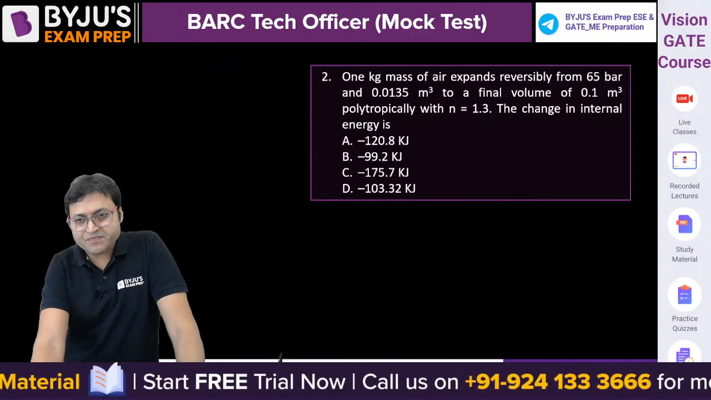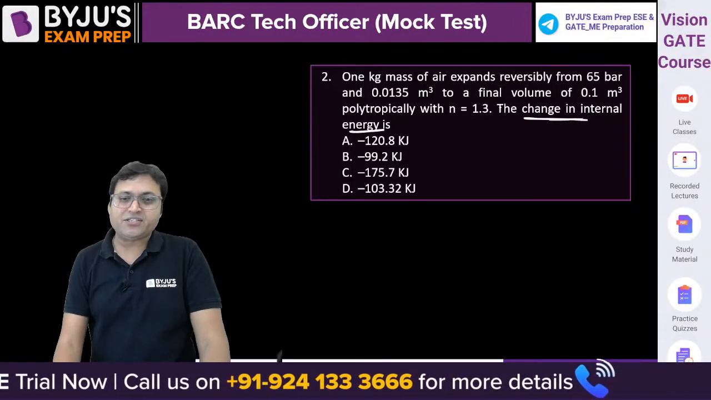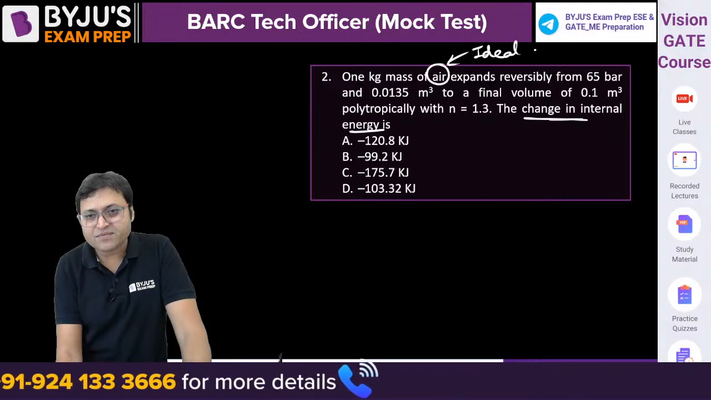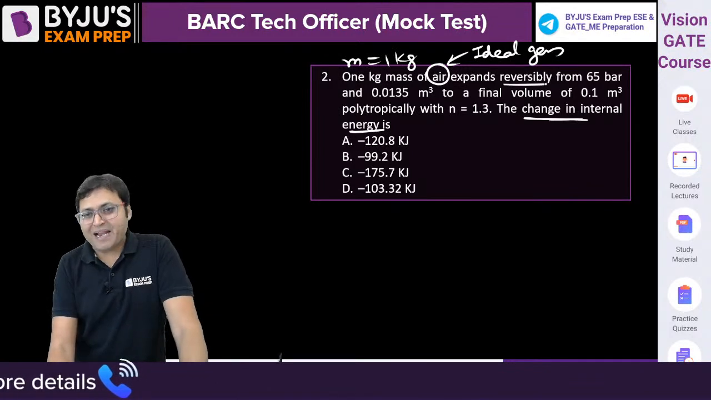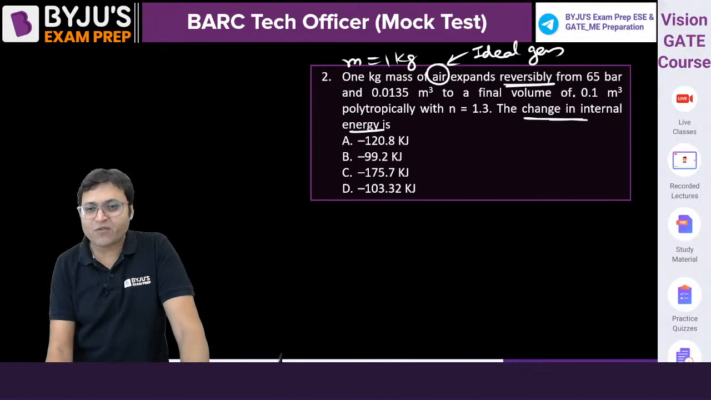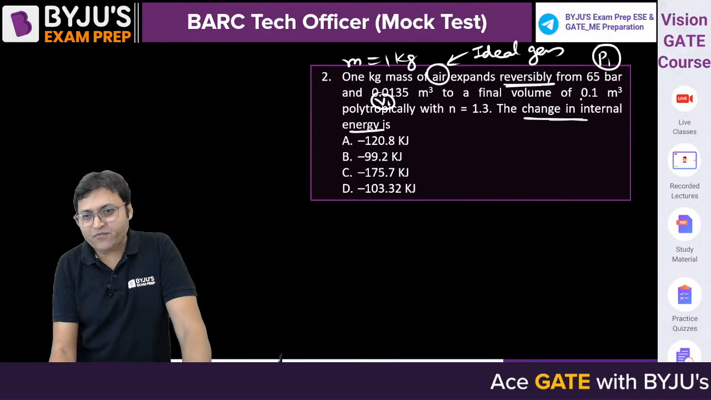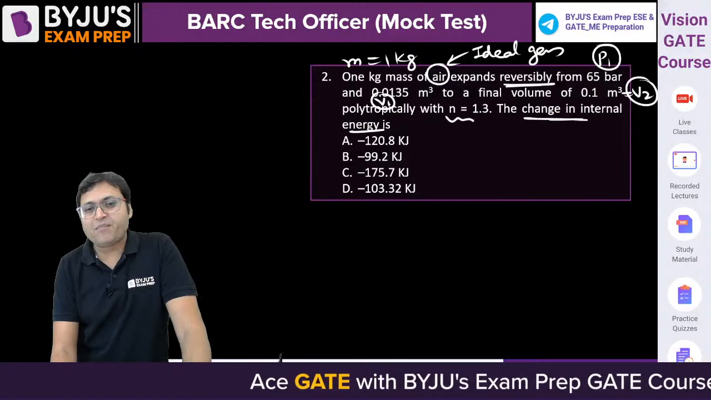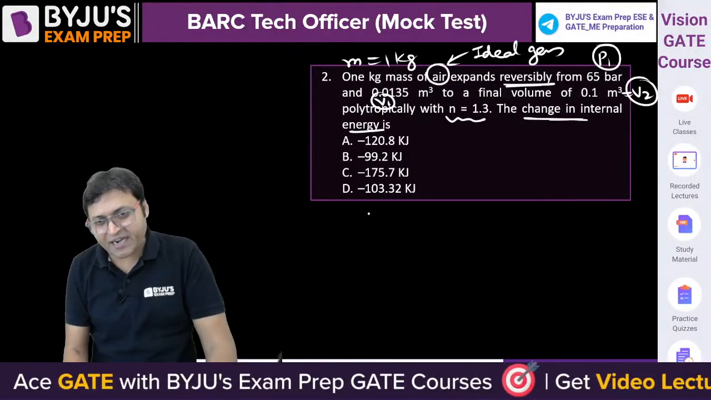Question number 2. The question is about the change in internal energy. 1 kg mass of air. Air can be treated as an ideal gas, and the mass of air is 1 kg. It expands reversibly from 65 bar and 0.0135 meter cube, P1 is given, V1 is given, to a final volume V2, which is given, polytropically with a polytropic index of 1.3. What will be the change in internal energy?